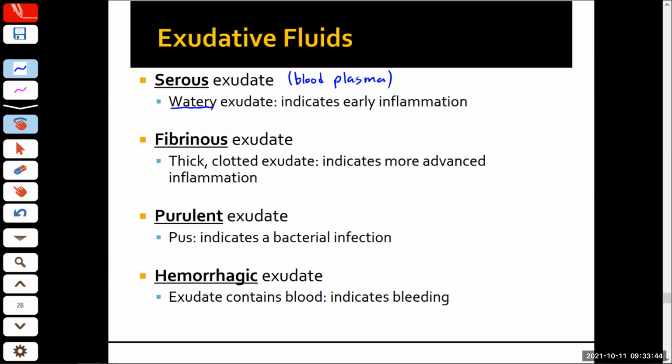Fibrous exudate, we're going to come back to. Purulent exudate is also known as pus. What is purulent exudate? Dead neutrophils, or successful neutrophils, half empty, full cup kind of person. Hemorrhagic. Hemo refers to what? Blood. So what's coming out? Blood. Cool.